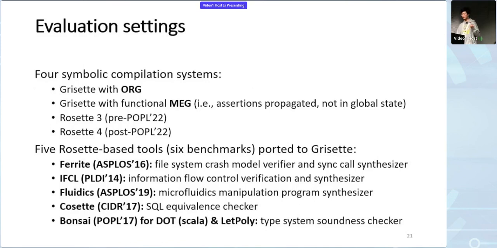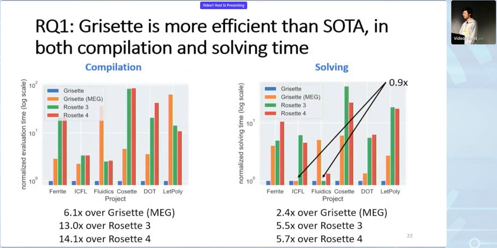We ported 5 tools for diverse program reasoning problems, previously implemented in Rosette, to Grisette. And this could also show that Grisette is reusable. These 2 figures show that Grisette is more efficient than SOTA. The left figure is for compilation time, and Grisette is always the best. And the right figure shows the solving time, and Grisette is the best most of the time. We have already discussed that the good compilation performance comes from the faster algorithm that accommodates the purely functional scenario. But we still need to understand why Grisette is faster in solving.